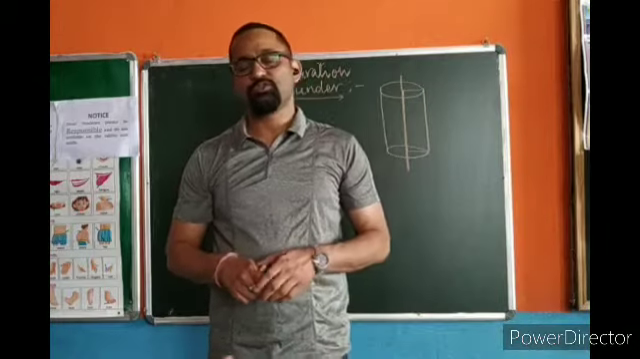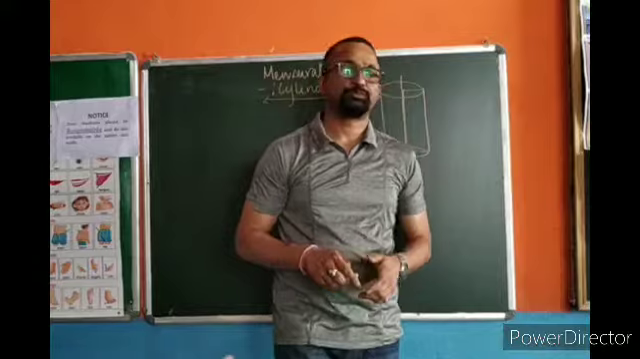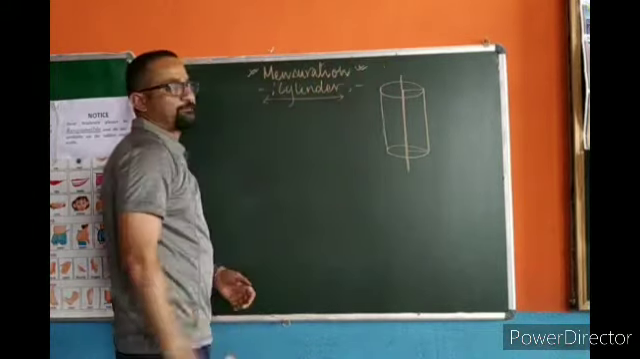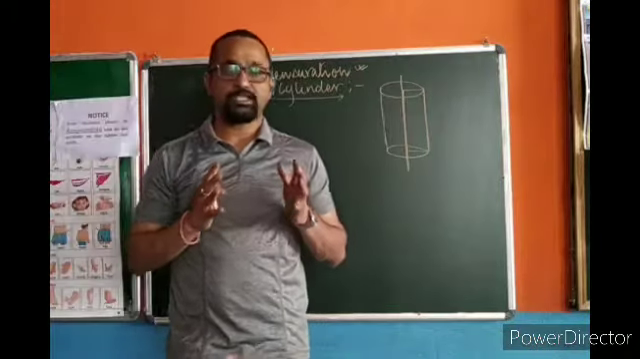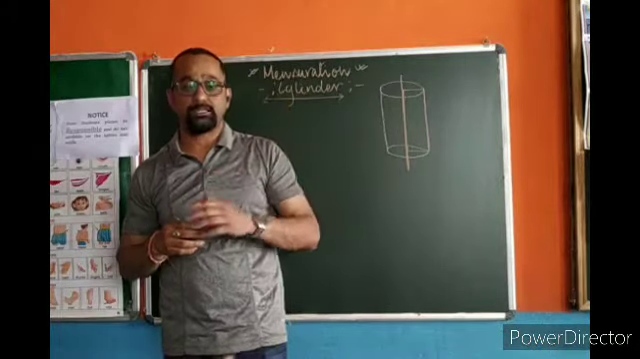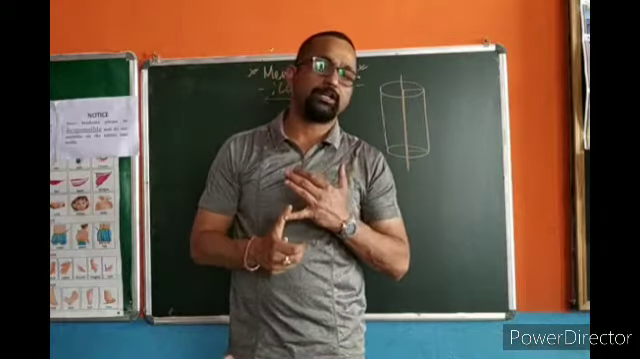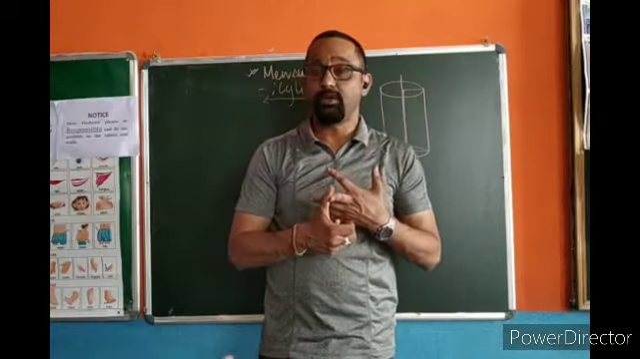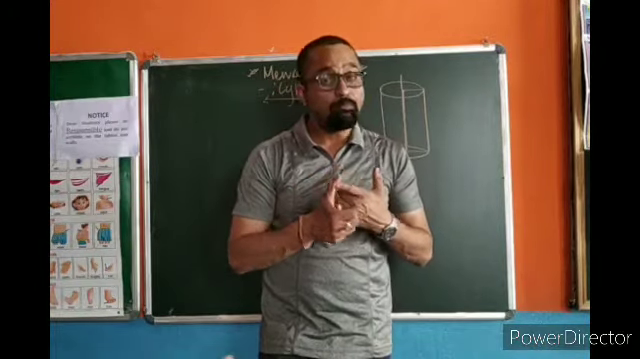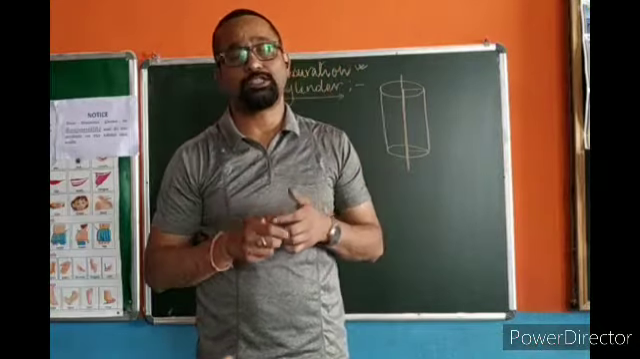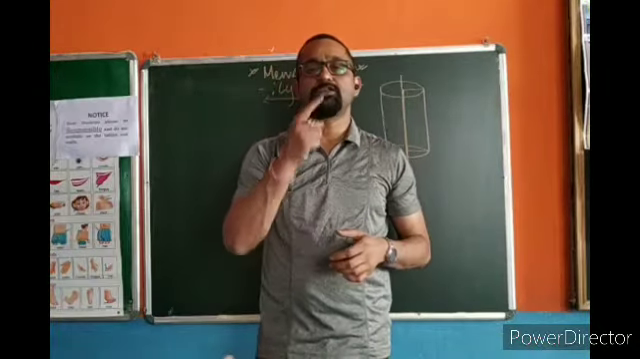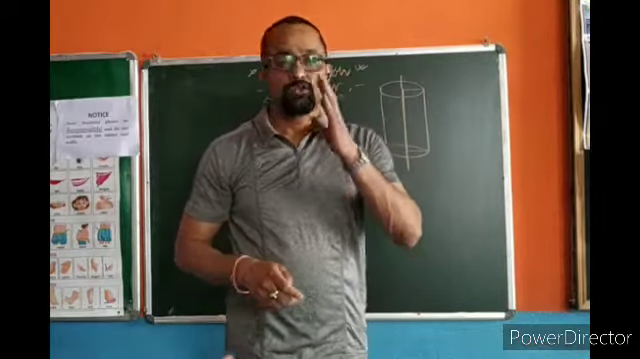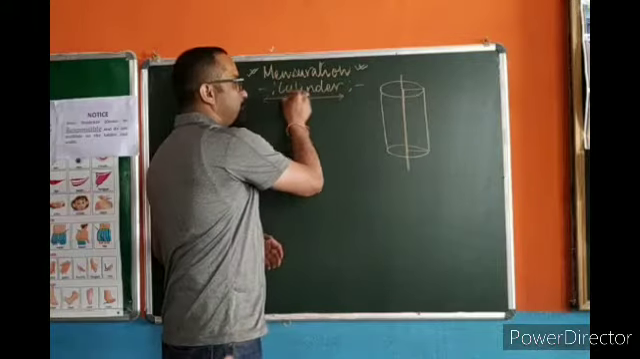In today's video, I'll be teaching you the chapter called Mensuration. And this mensuration has been divided in several exercises. We start with cylinder, second one is cone, third one is sphere, fourth one is combination of solids, and fifth one is conversion of one solid into another solid. So let's discuss cylinder.